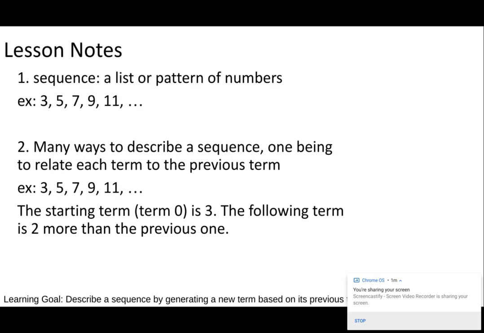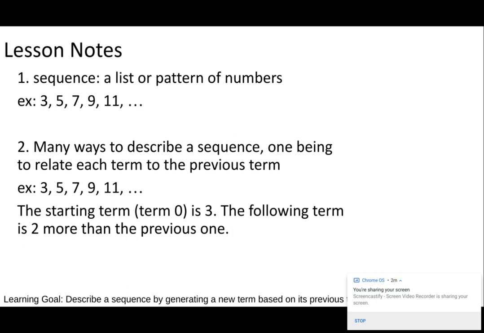So today's lesson notes, you can see, is nothing too earth-shattering. Our first unit is on sequences. A sequence, as we talked about yesterday with the pre-assessment, is simply a list or a pattern of numbers. One of the things we talked about in the pre-assessment are the different ways you can represent a sequence. There were a couple of examples. You might remember the bus example, where we had to create a graph. So a graph is one way to represent a sequence.